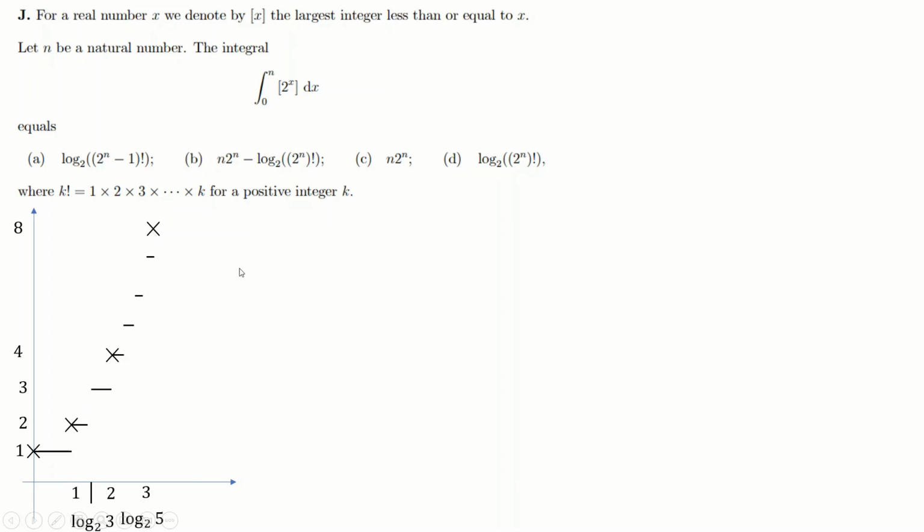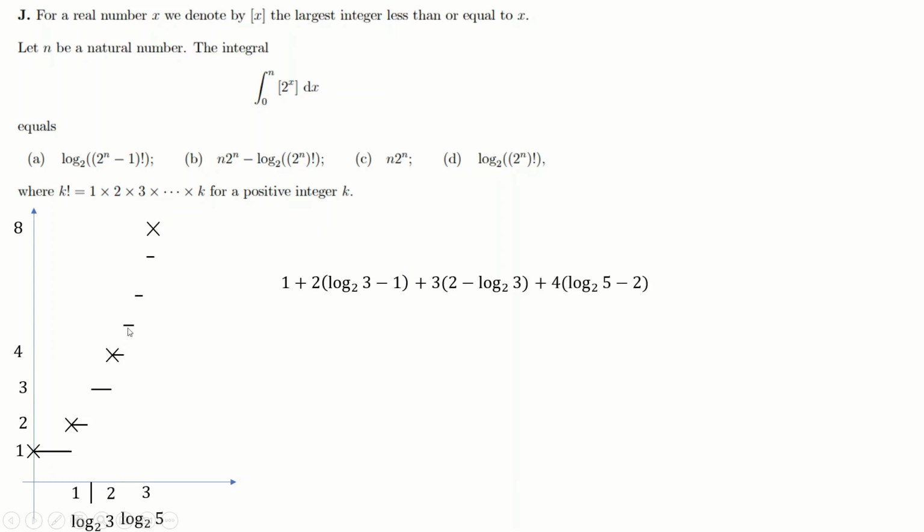Not just up to 3, but all the way up to n, which sounds like a ridiculous task, and it absolutely is a ridiculous task, but we're going to try it anyway. So this area here is just 1 times 1. And then we have a little rectangle here of height 2, width log to base 2 of 3 minus 1. So those are our first 2 rectangles. Then this rectangle here is 2 minus log to base 2 of 3 times the height of 3. And then this rectangle here is 4 times log to base 2 of 5 minus 2, which is the little distance there.